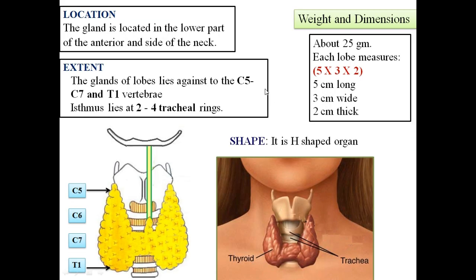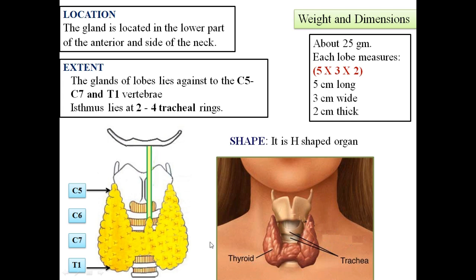The location of the gland: it is located in the lower part of the neck, on the anterior and sides of the neck. The gland extends vertically from the C5 to T1 vertebra. The two lobes are connected by the isthmus, which lies against the 2nd to 4th tracheal rings.